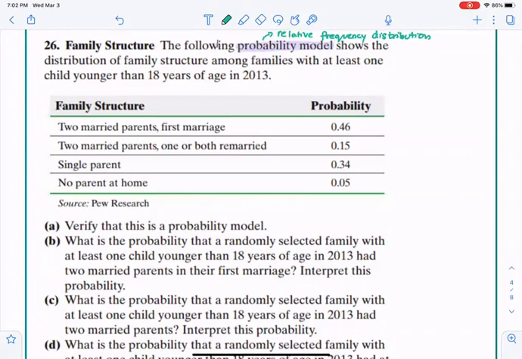But in this case, if I add all the probabilities over here, on the right-hand side, they will sum to 1. So yes, because 0.46 plus 0.15 plus 0.34 plus 0.05 is equal to 1.